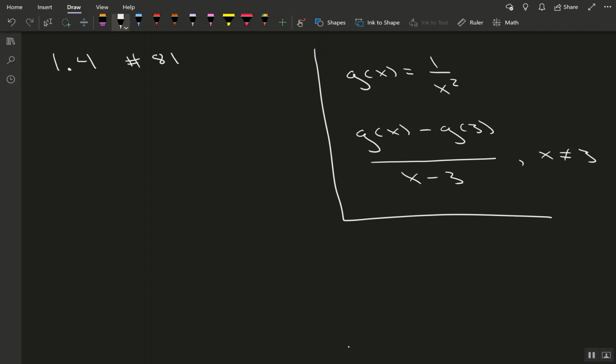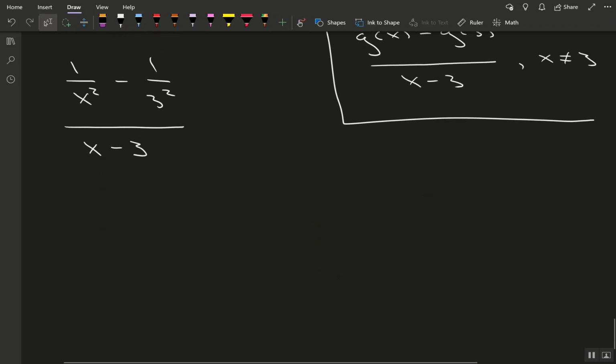Okay, so we're going to start here, and let's see. Well, g of x is 1 over x squared, so I'll just write 1 over x squared, minus g of 3, which is just 1 over 3 squared. And on the bottom here, I have x minus 3. Okay, so we got to get off to the races.